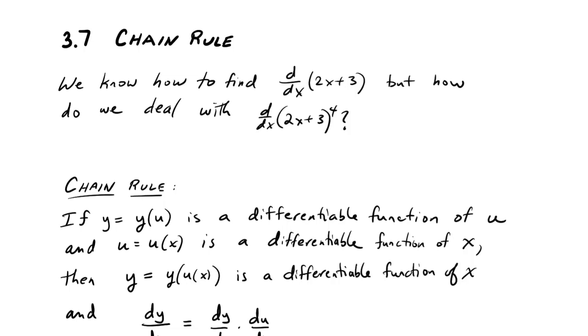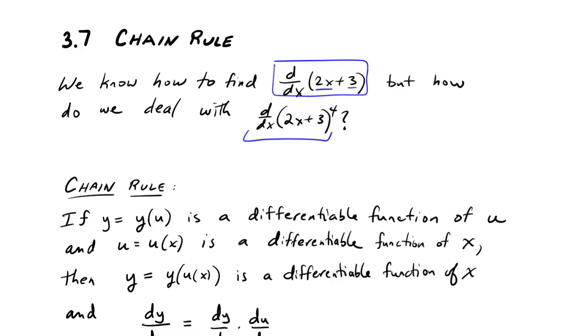We know how to find something like the derivative of 2x plus 3, because we have rules that say we could just do the derivative of 2x and get 2, and take the derivative of 3 and get 0, and we'd be done. But how do we deal with something a little more complicated, say the derivative of (2x plus 3) to the fourth? Specifically, how do we do it without multiplying out (2x plus 3) to the fourth, which we would like a way not to have to do? Well, that's going to involve the chain rule.